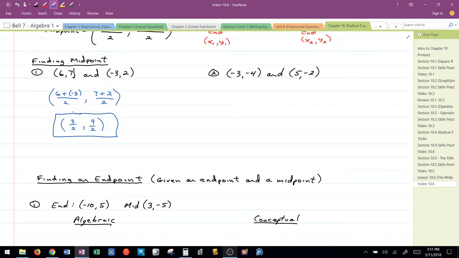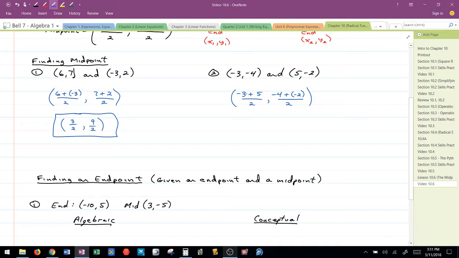Okay? Let's try one more just to make sure we got this. To find the midpoint, you're going to add the x's, divide by 2, add the y's, divide by 2. So I go to a coordinate position here, and I say negative 3 plus 5 divided by 2. Those are my two x values. And negative 4 plus negative 2 divided by 2. Those are my two y values.